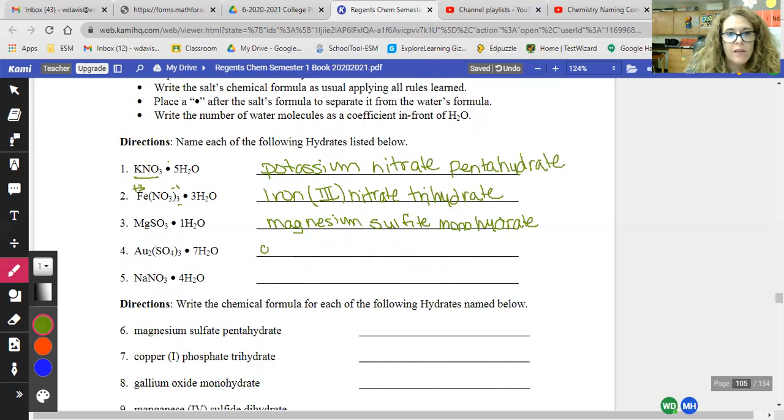Now here I have gold. This is going to be gold, Roman numeral 3, sulfate. I knew that because I grabbed that 3, and then I used the math to make sure I'm correct. I have -3 times -2, which is -6, so that means the gold has to add up to +6, and each gold is a +3. So 7 is heptahydrate.